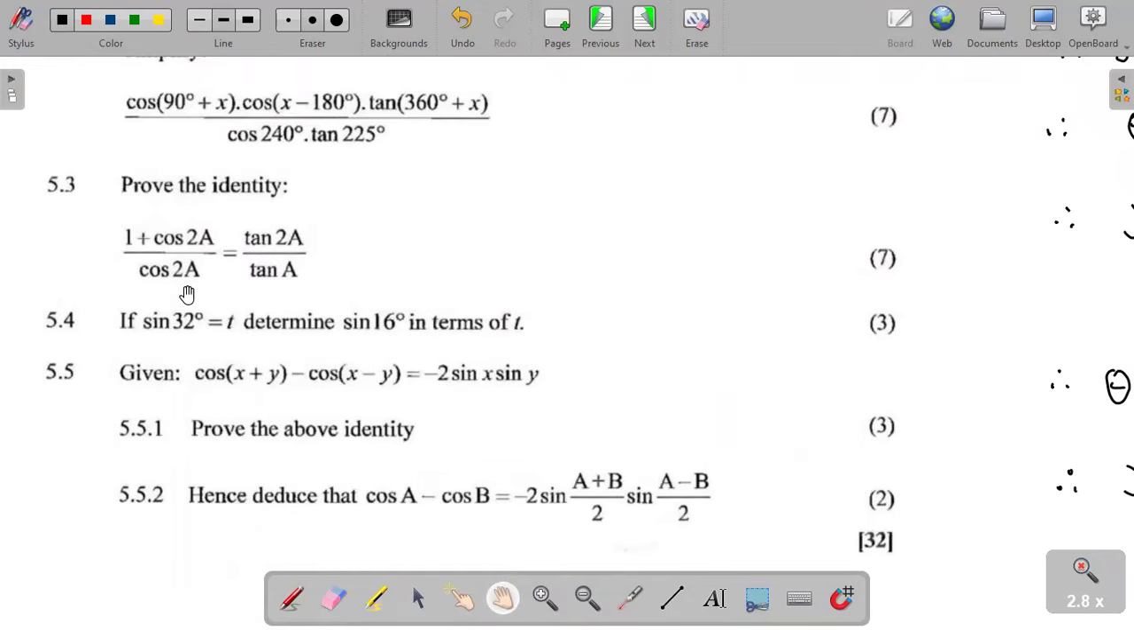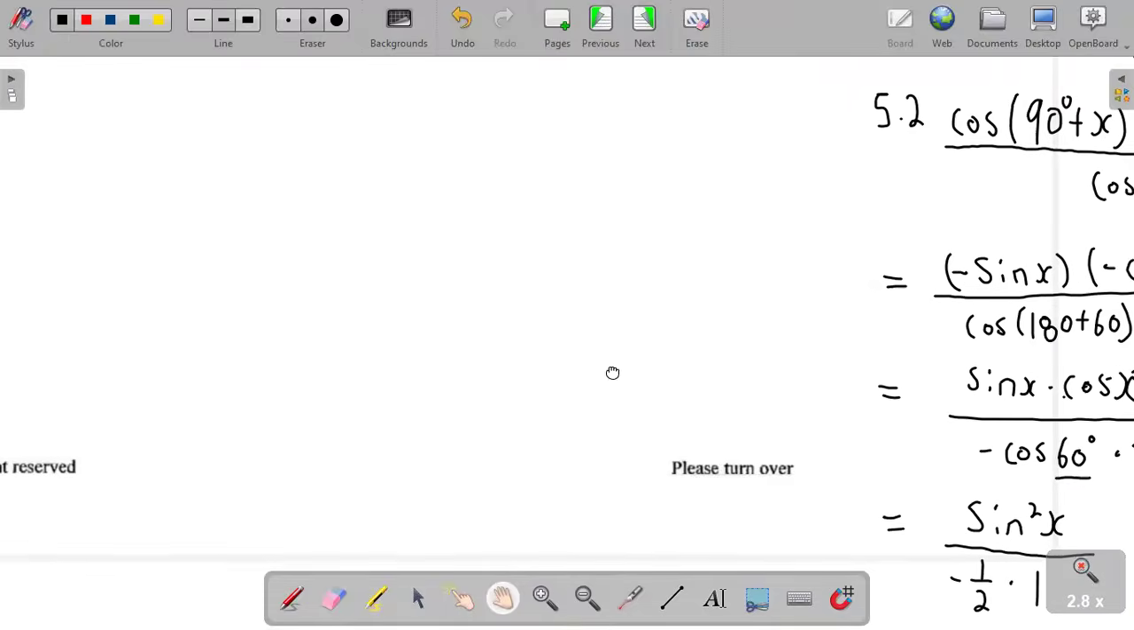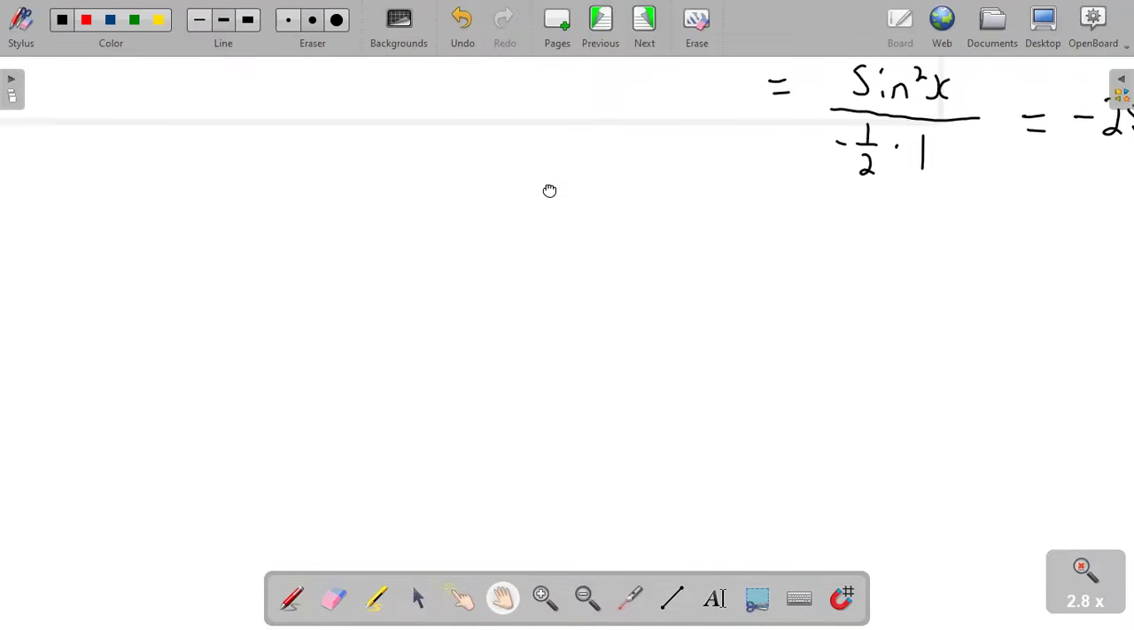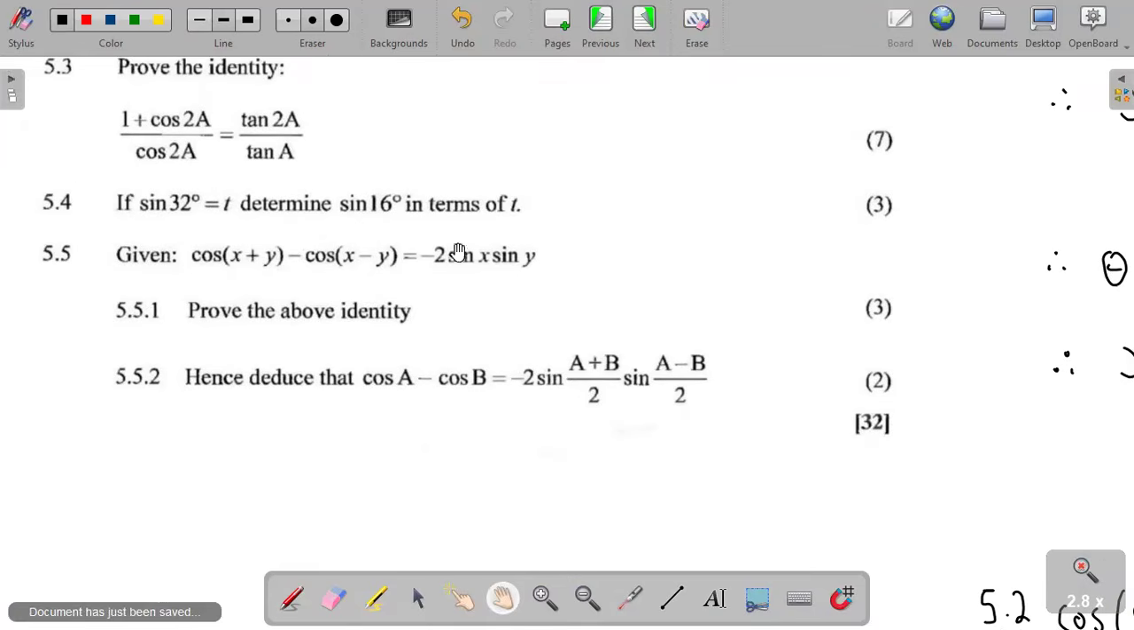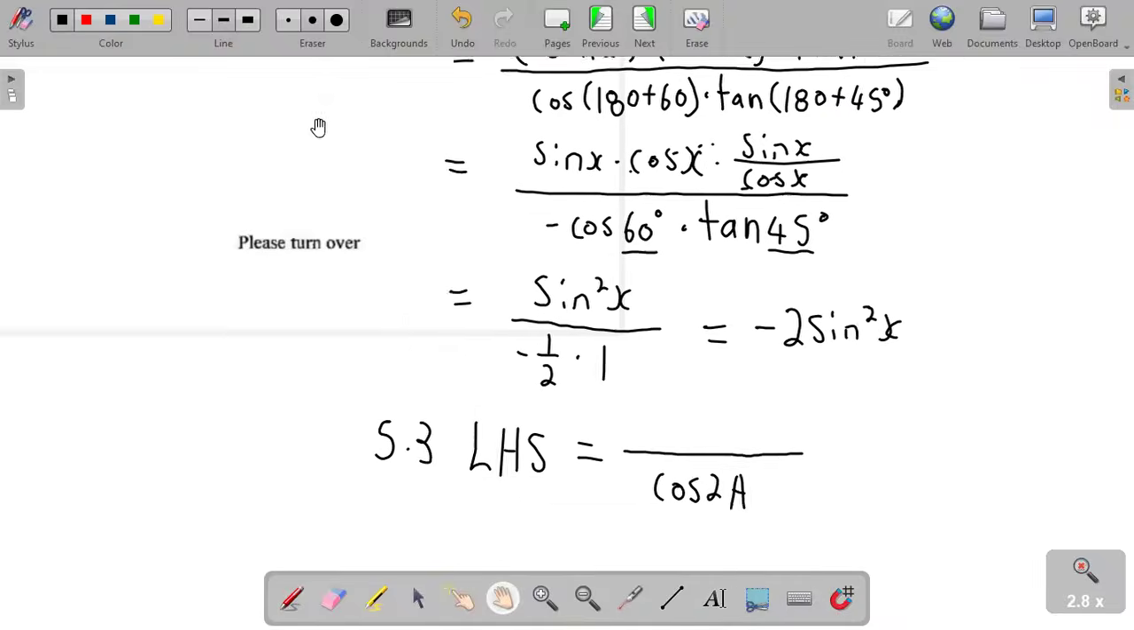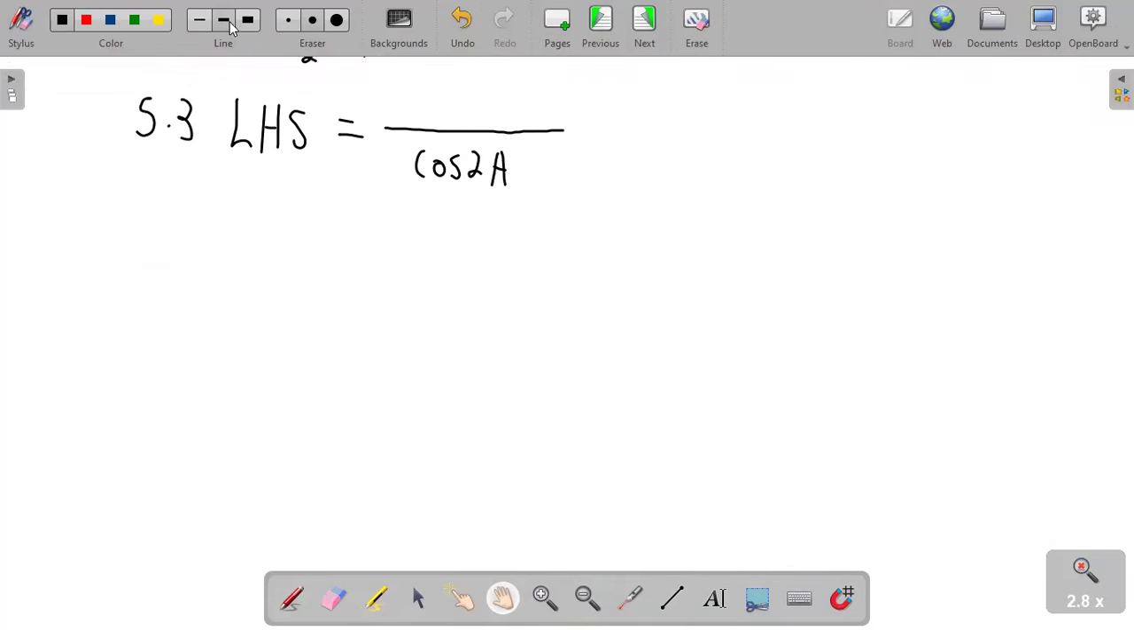Okay, let's begin with the left hand side. In 5.3 we're required to prove the identity. So we begin with the left hand side, which is going to be 1 plus cos 2a divided by cos 2a.